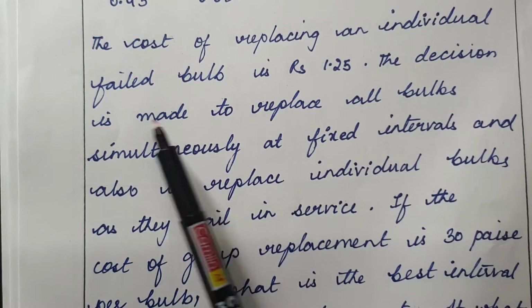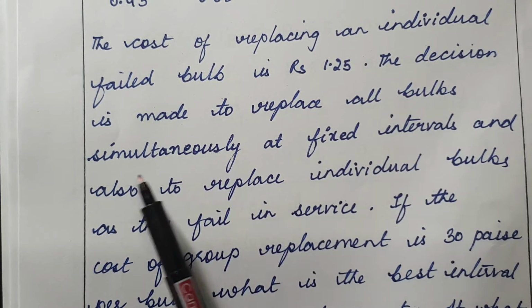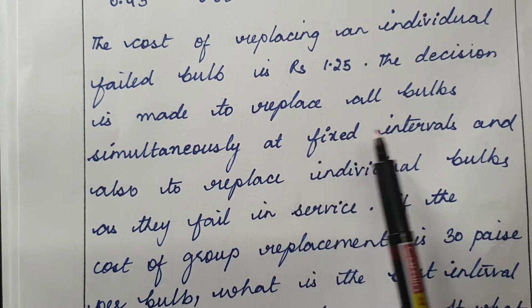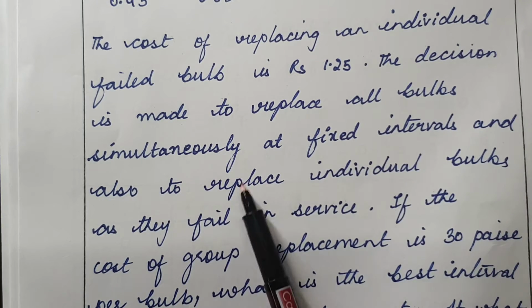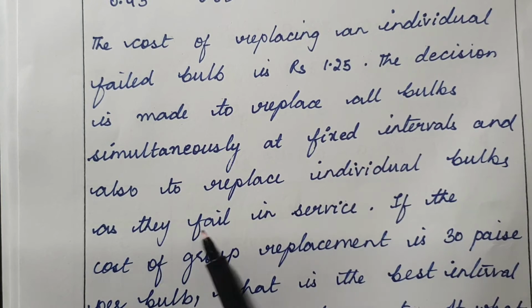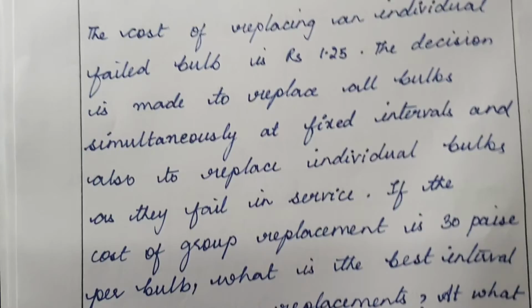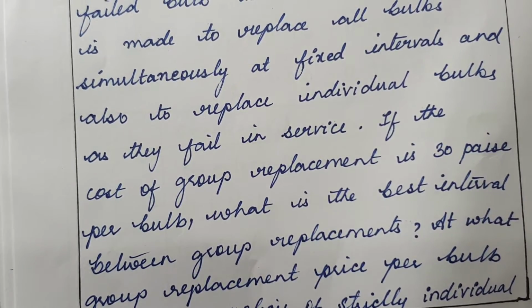1.25. The decision is made to replace all the bulbs simultaneously at a fixed interval, and also replace individual bulbs as they fail in service. If the cost of the group replacement is 30 paisa per bulb. The cost of the group replacement is how much? 30 paisa per bulb.